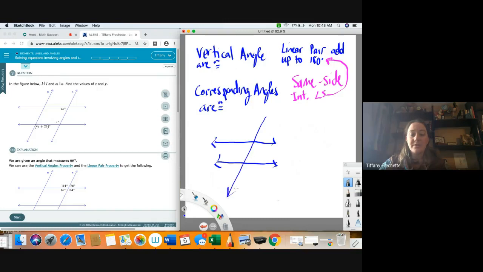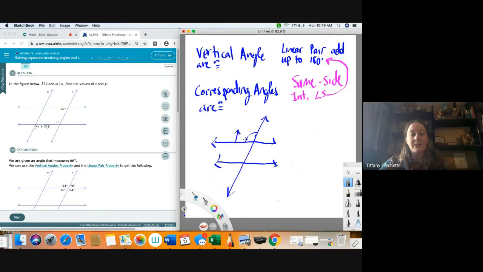So I'm going to do one transversal here just so we can see. I have my parallel lines going from left to right, and I have this transversal going from kind of top to bottom diagonally. Corresponding angles are congruent and they have to be in the same position. So what I mean is if I look at this angle, I'm going to look at the parallel line.